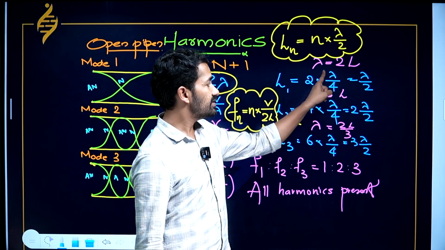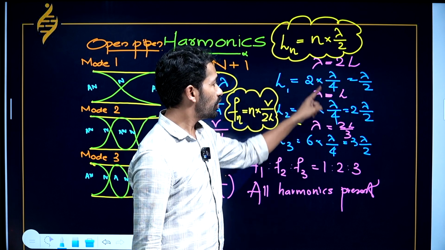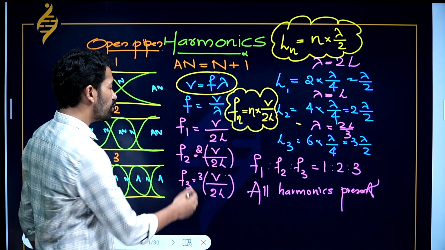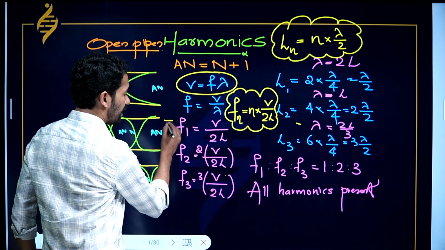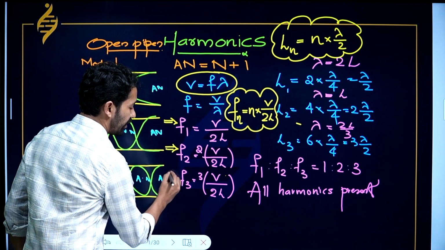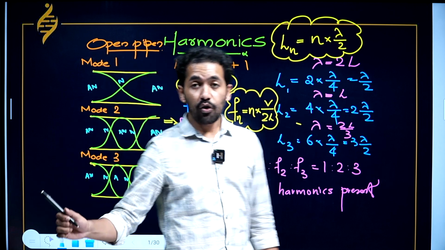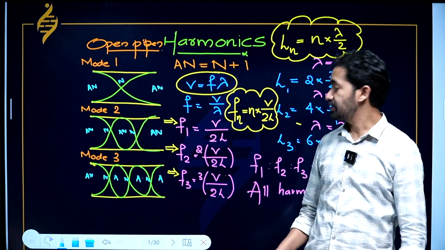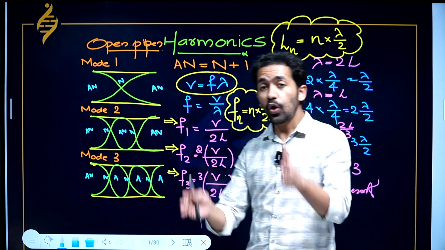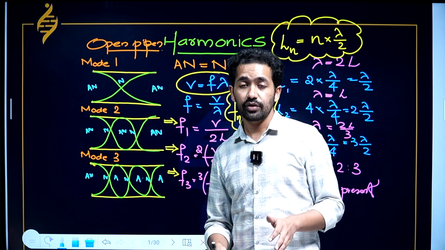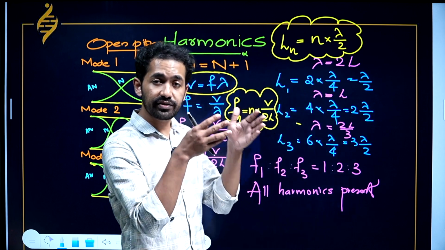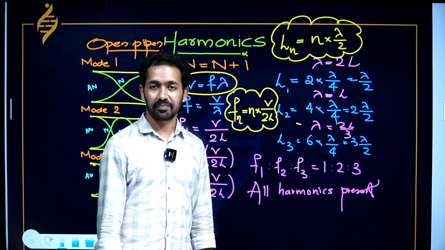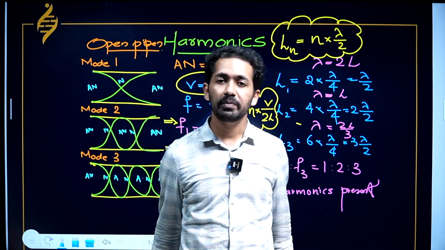Already we know that lambda is equal to 2L, lambda is equal to L, and lambda is equal to 2L by 3. When you substitute, you will get the equations for frequency 1, frequency 2 and frequency 3. We observe that all these frequencies are multiples of the first frequency, and therefore we say that all harmonics, all the multiples of the fundamental frequency, are present here. So we say all harmonics are present in an open pipe. Correct? So the entire discussion of open pipe is over here.